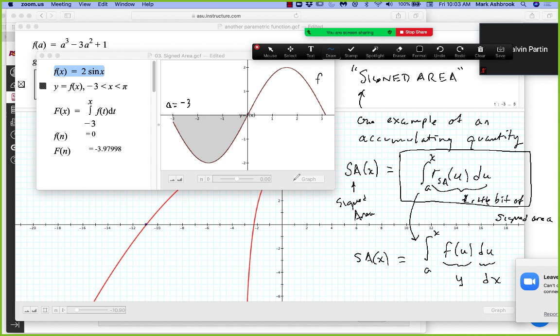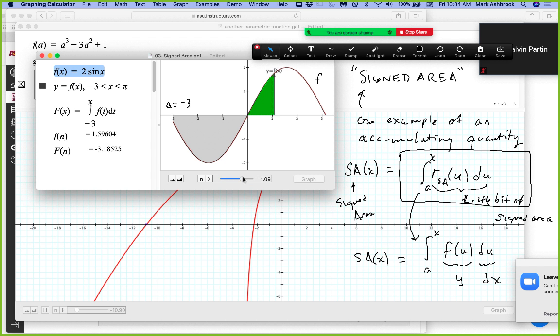Okay, so now, any questions? That's all a review of signed area. But the rate of change of signed area is the value of the function. It's the height of that leading edge where the area is being added on.